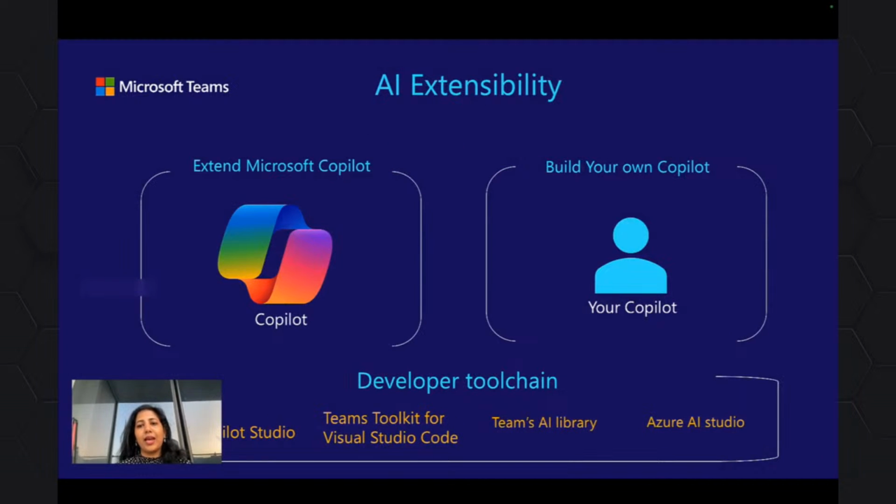As I told you, with AI extensibility, either you can extend a Copilot or you can build a Copilot. When I say extend, you can go ahead with plugins, but these are the developer toolchain that you have: Visual Studio, Teams Toolkit, then the Teams AI library, which I was talking about for building your custom Copilot, and Azure AI Studio. With your Azure services, you could build one.